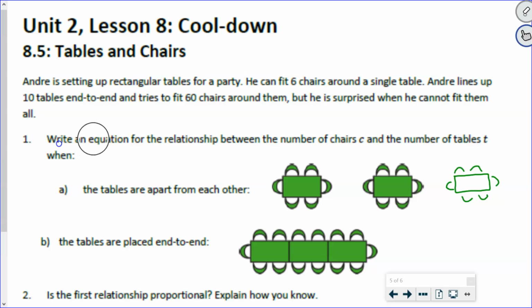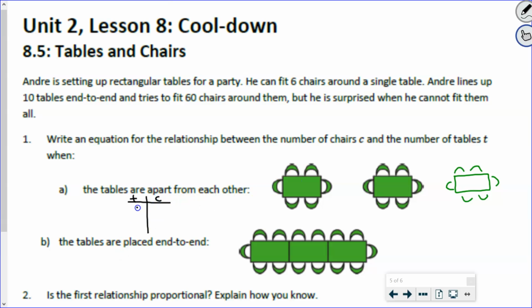So it says we need to write an equation for the relationship between the number of chairs C and the number of tables T when the tables are apart from each other, like this. Now I don't feel like I have quite enough information yet, so I'm going to build just a little miniature table here to see if I can organize this a little bit better. This will be T for tables and this will be C for chairs.